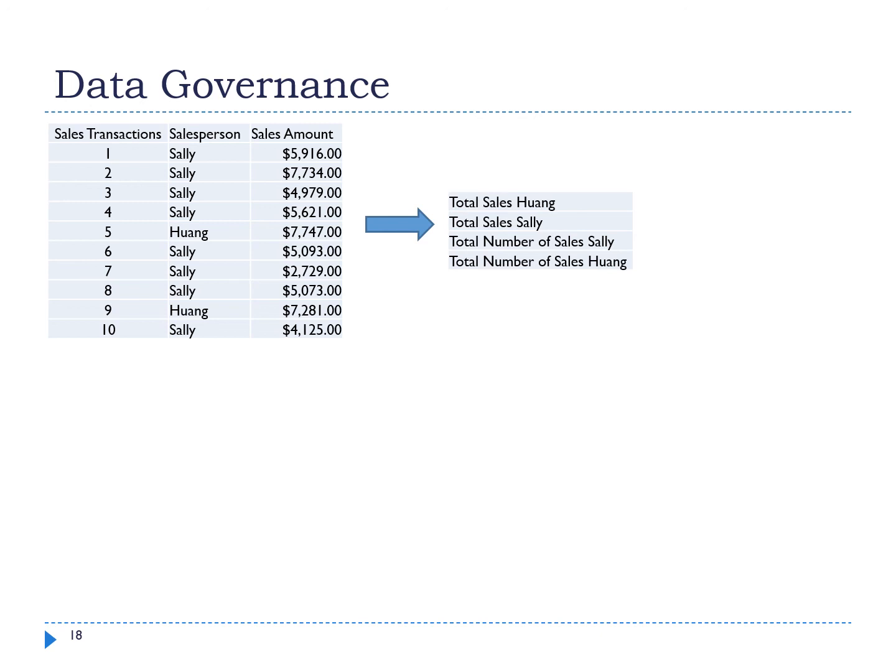The master data are the two employees in the table, which are Sally and Huang. Remember, master data is the core data that can be applied to multiple transactions and can be used to categorize, aggregate, and evaluate the transaction data. Here, we can aggregate the transaction data using master data and find out what is the total sales amount for Huang and Sally and what is the total number of sales for Huang and Sally respectively.